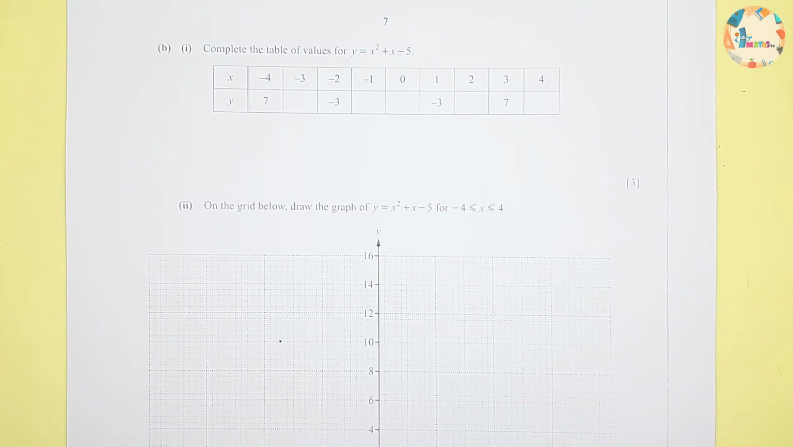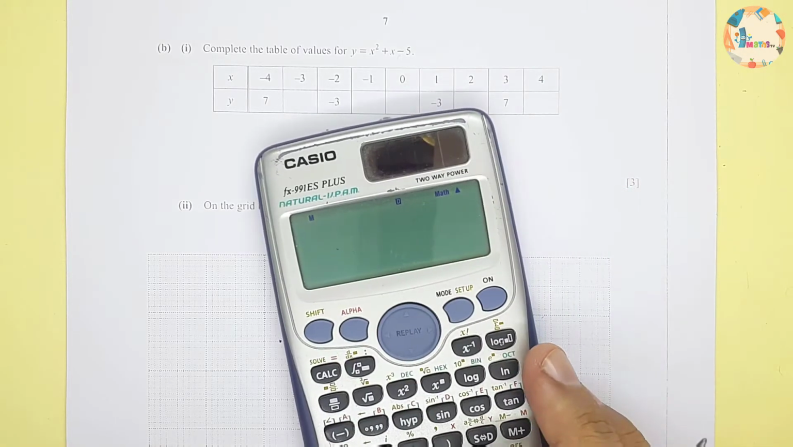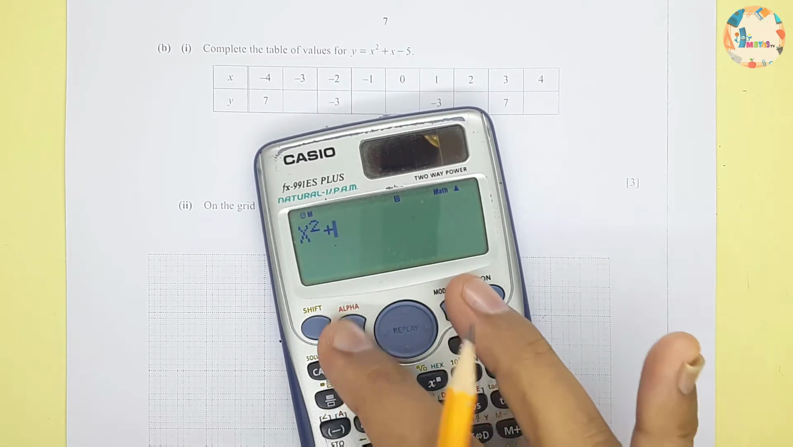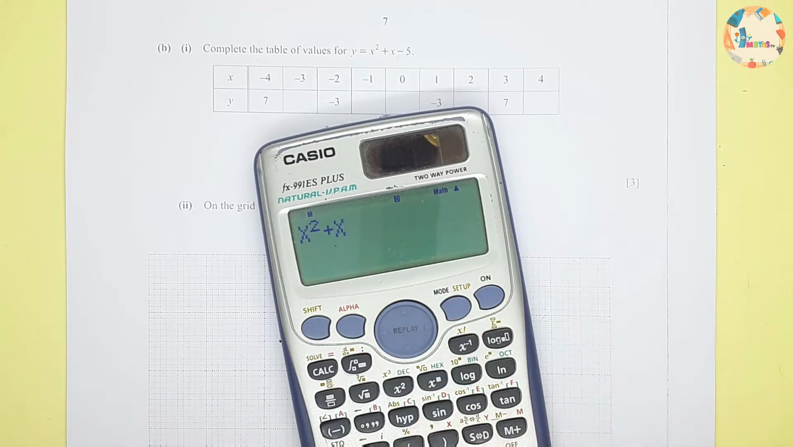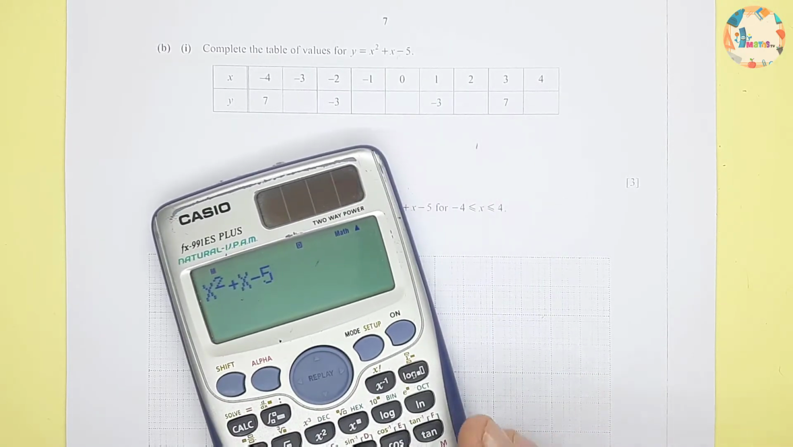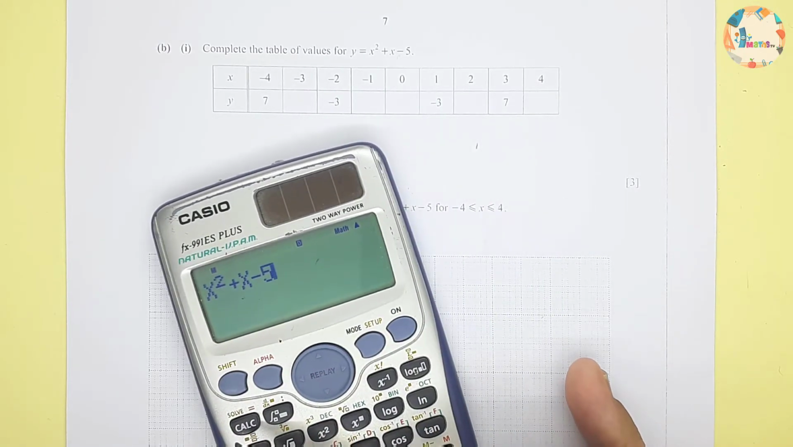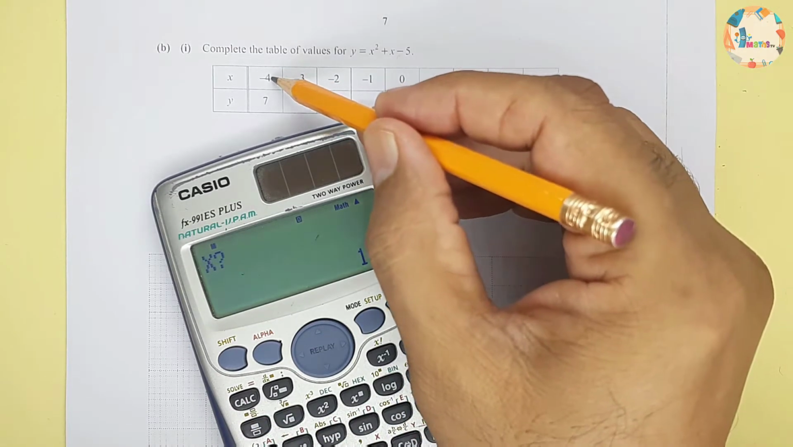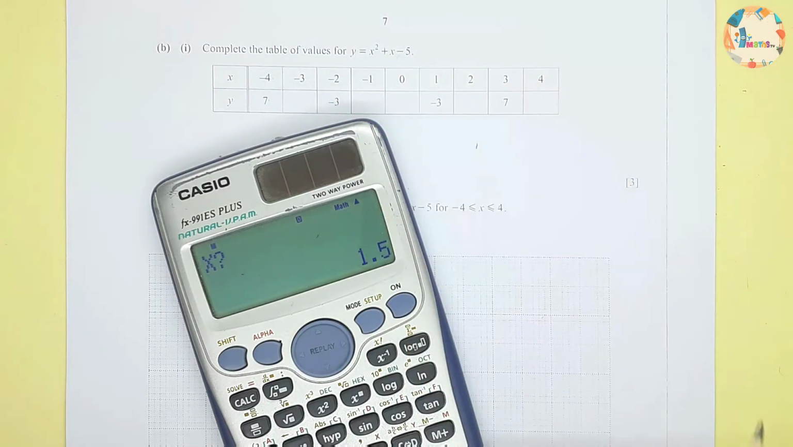B part: complete the table of values. For a table of values we can use a calculator. So alpha x first, and x squared, plus alpha x, and minus 5. So we have typed this equation. After that we will be pressing the calculate button. Calculate for x is equal to -4 to check that we'll be getting 7 or not. So we get 7.